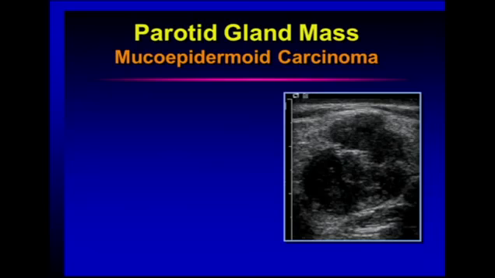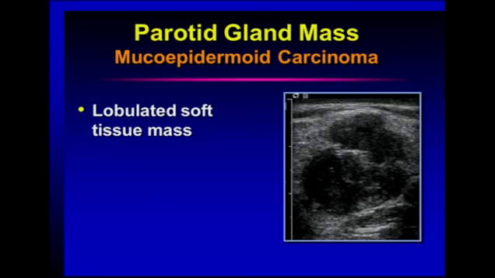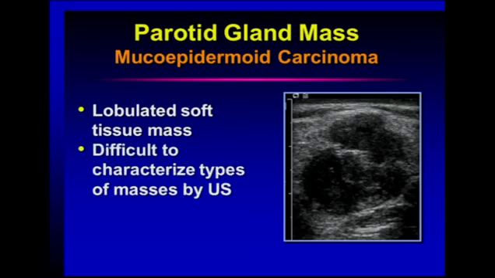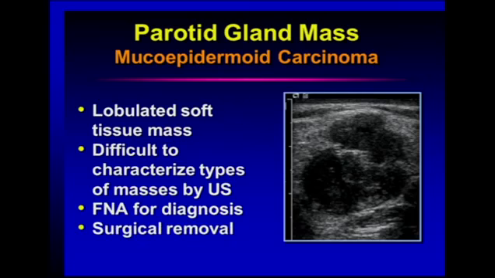This individual presented with a palpable mass within the parotid gland, lobulated soft tissue mass sonographically, but it's difficult to characterize these various types of salivary gland masses. Therefore, FNA is generally done for diagnosis. In this case, unfortunately, this was a malignancy within the parotid, and surgery is certainly recommended.